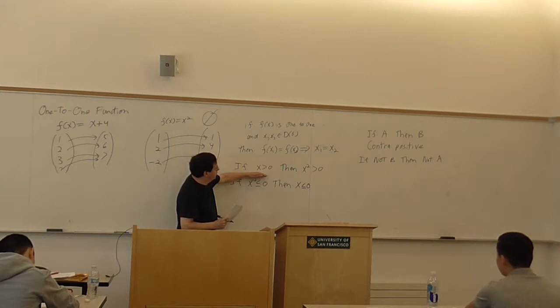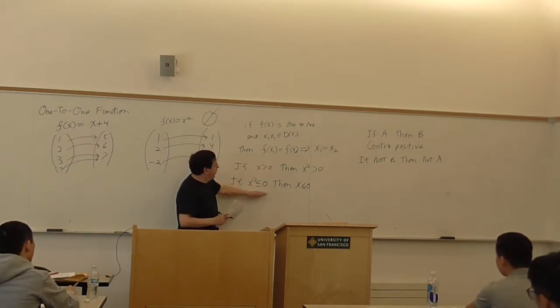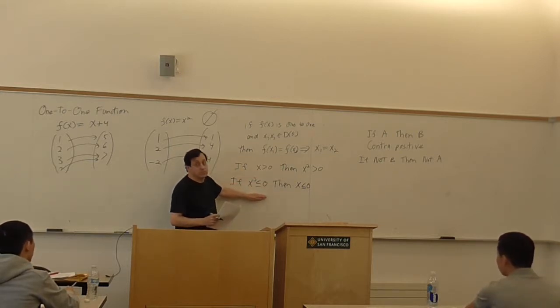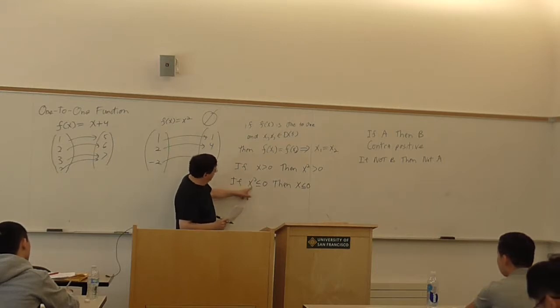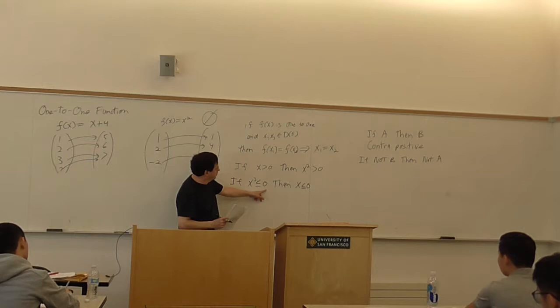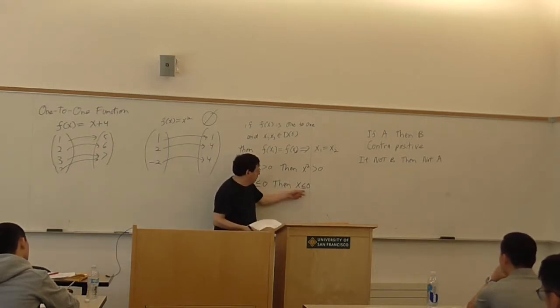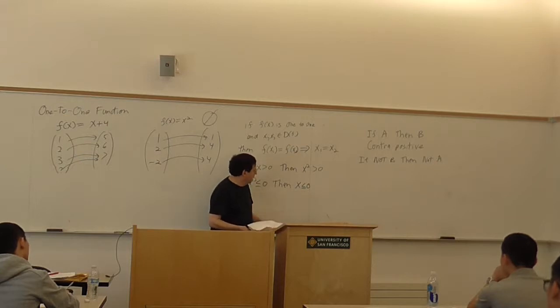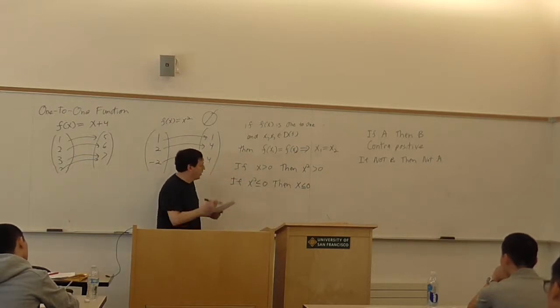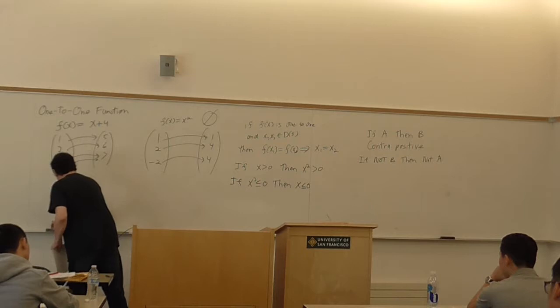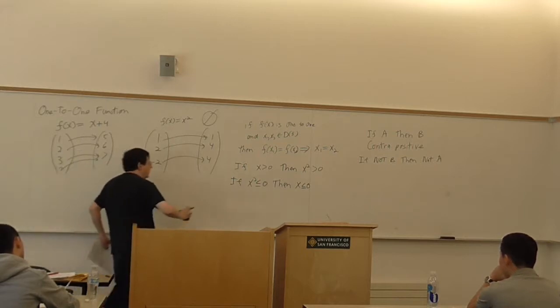Well, if this is true, then this must be true. Right? Is that true? X squared is less than or equal to 0. Well, that would be x is 0, right? Then this is true. And x is less than or equal to 0, because x is 0. Okay, we're not going to go into that today.